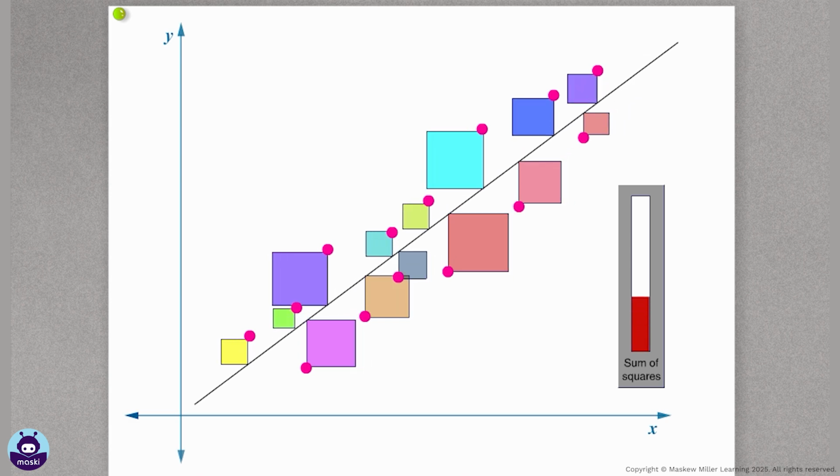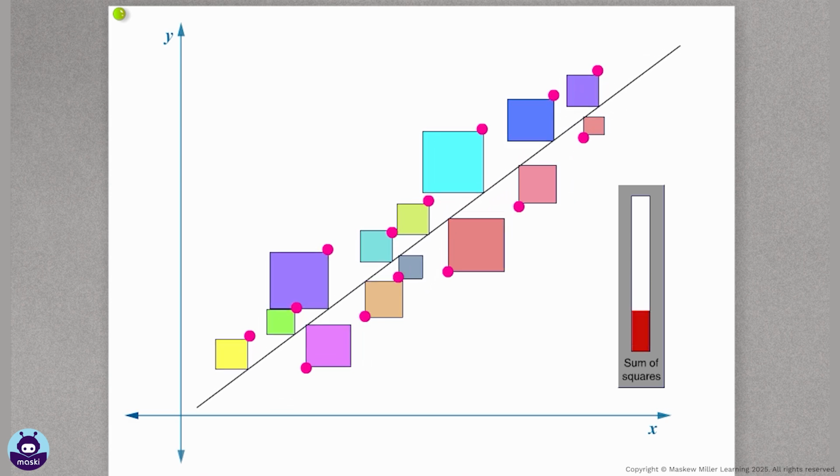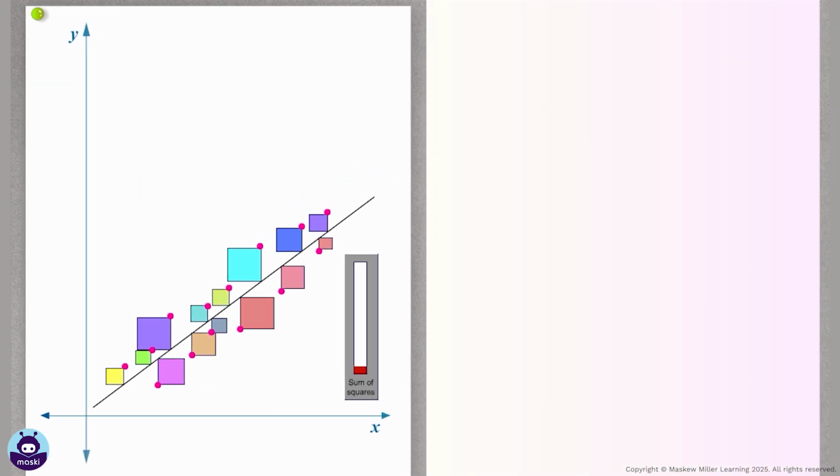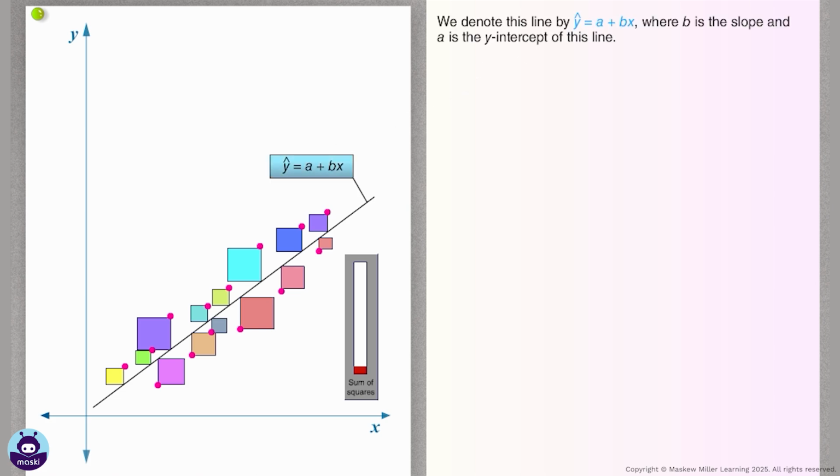We can see how the sum of the squares changes as we move the assumed best fit line. The least squares regression line is obtained when the sum of these squared distances is minimized. This then becomes the best fit line. Let us try to derive the formula to get the equation for the best fit line, the least squares regression line. We denote this line by y hat is equal to a plus bx, where b is the slope and a is the y-intercept of this line.